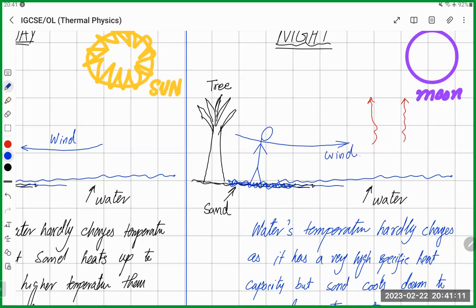and wind from the beach will start going towards the sea. And this is what makes people fear the ocean at night, because there's a wind going towards the sea, and they feel that something is pulling them towards the sea. Okay. And actually, this is nothing, just physics, because water hardly changes its temperature.